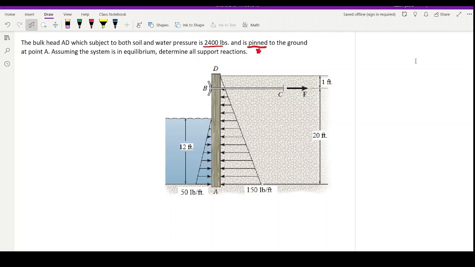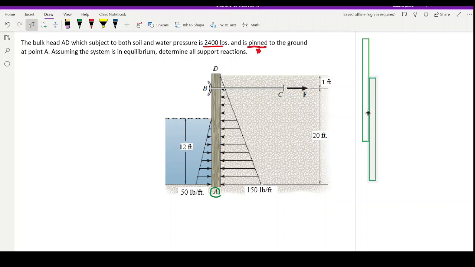The bulkhead, which is subject to both soil and water pressure, weighs 2,400 pounds and is pinned to the ground at point A. Assuming the system is in equilibrium, determine all support reactions. In order to solve a problem like this, step 1, you need to draw a free body diagram.